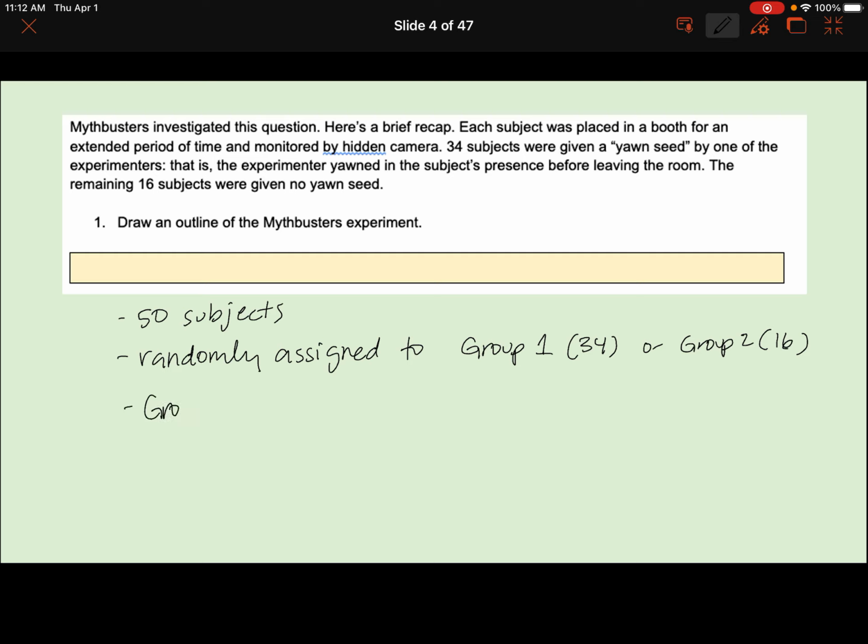Group 1 receives the yawn seed. Group 2 gets no yawn seed. And then the last part of the experiment is to compare proportion of yawners.